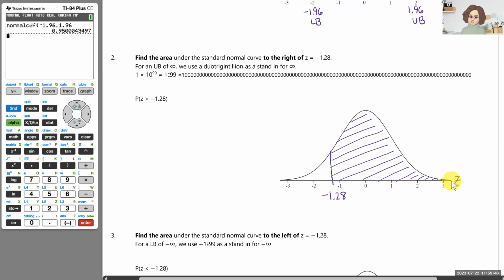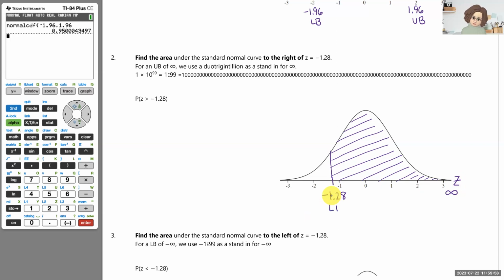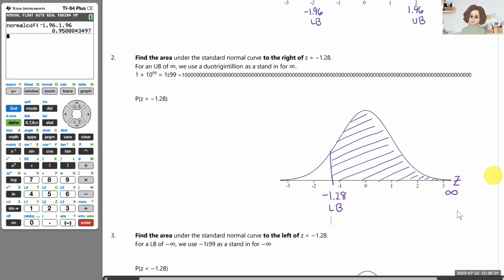So they do, though, go on indefinitely. Infinity is that concept of they just continue to grow. So we do have a lower boundary, but we actually don't have an upper boundary. There is no value where you stop. You can always go further. But the calculator needs a number, so we have to use a number to sort of stand in for the infinity idea.